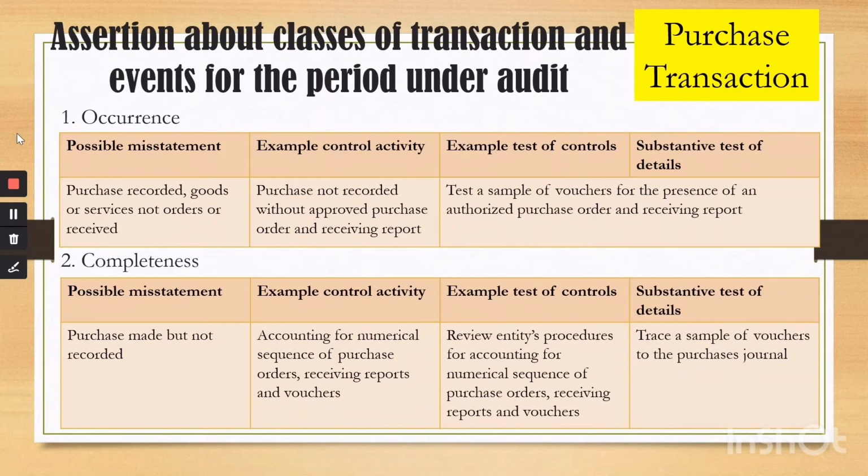If the results of the tests of controls support the planned level of control risk, the auditor must conduct substantive procedures at the planned level. However, if the results of the tests of controls do not support the planned level of control risk, detection risk has to be lower and substantive procedures have to be increased. So the auditor can do more tests by tracing a sample of vouchers to the purchase journal, which is a backward tracing.